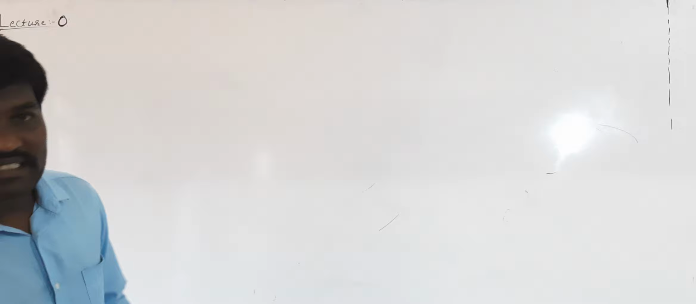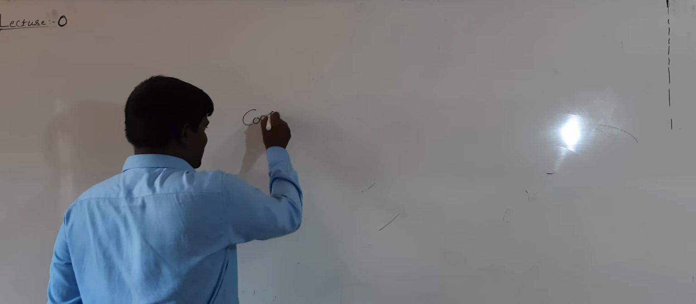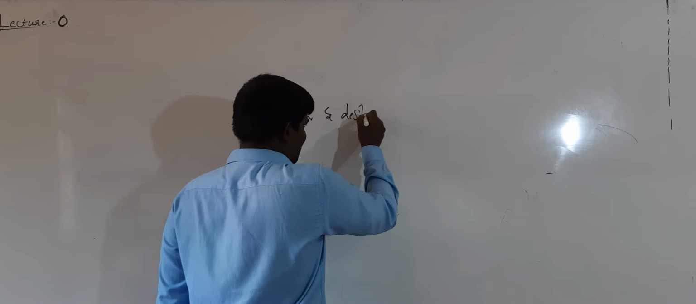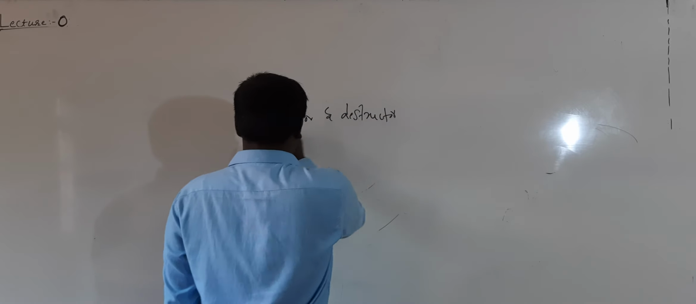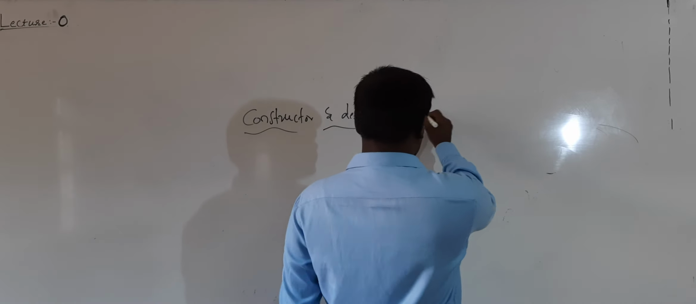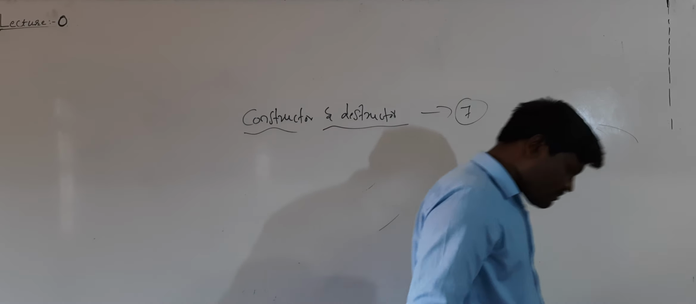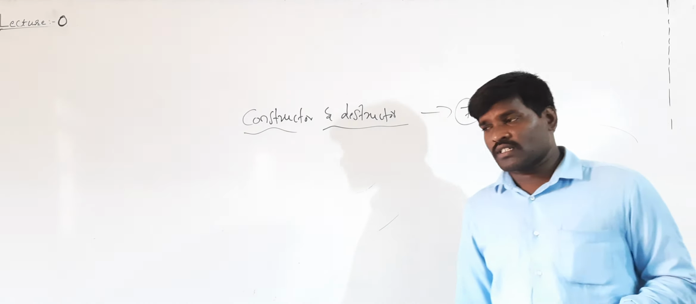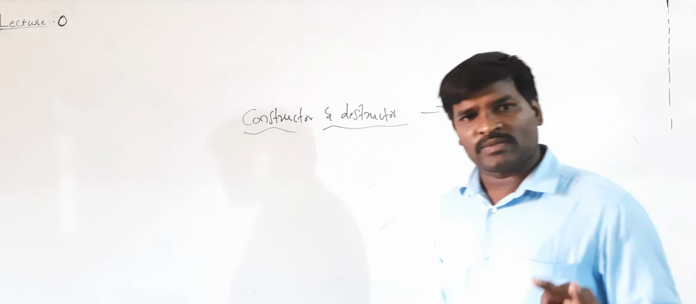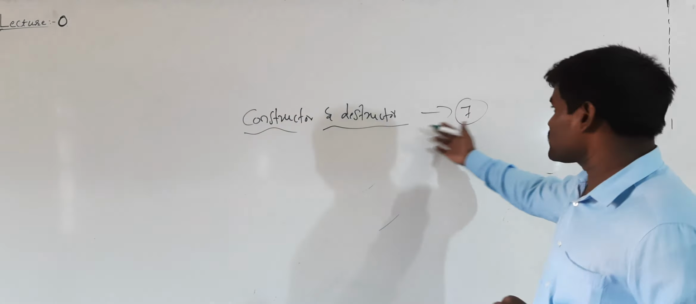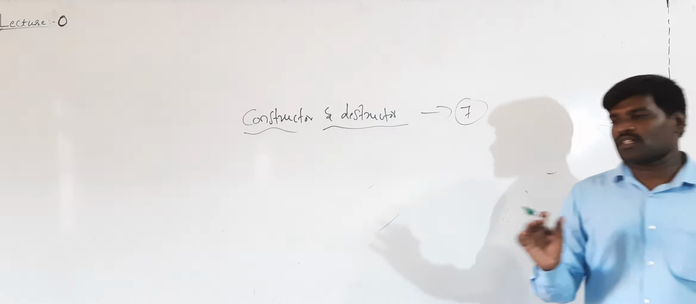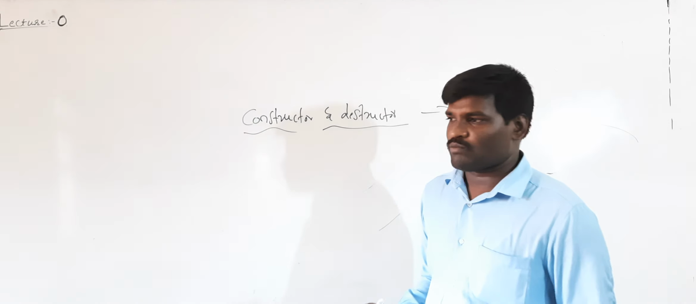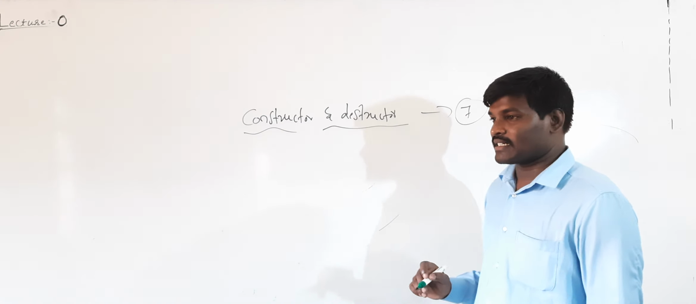So the next chapter is constructor and destructor. Constructor and destructor. Again we will get 7 marks. Okay. So object oriented concepts 5 marks, class and object 6 marks, function overloading 5 marks, and this chapter 7 marks. And up to 7 chapters. So all are very small chapters, and in each chapter you will get 5 marks. Okay. So constructor and destructor.